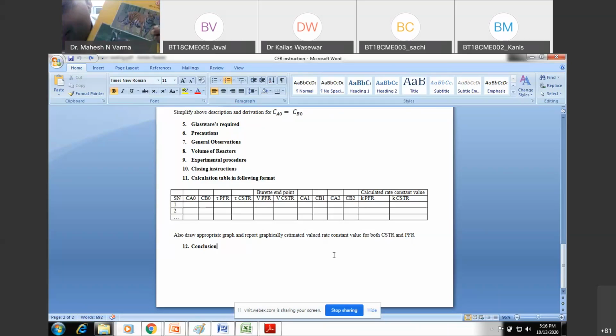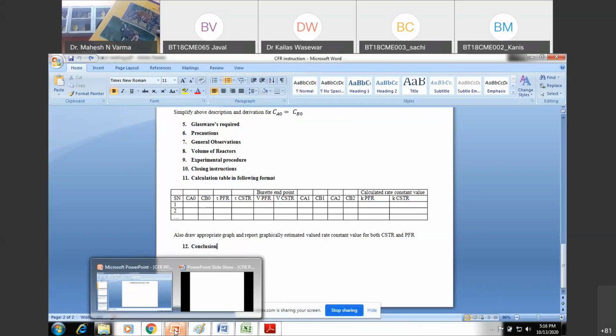So everybody can see this. Can you see the book? Yes, sir. Jawad? Yes, sir. You can see, it should be like this. This is a practical book.